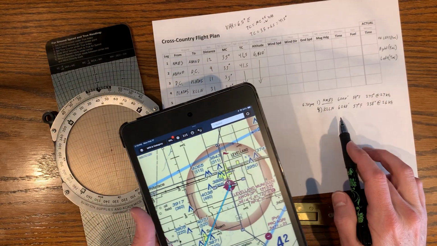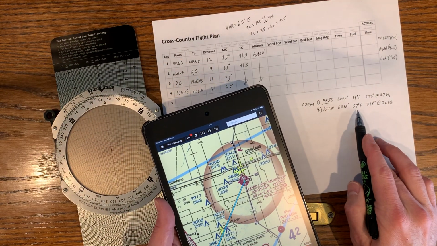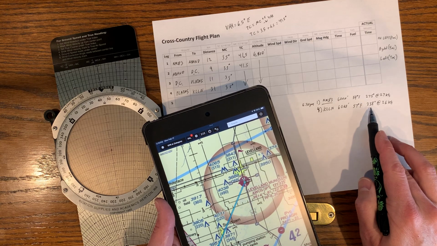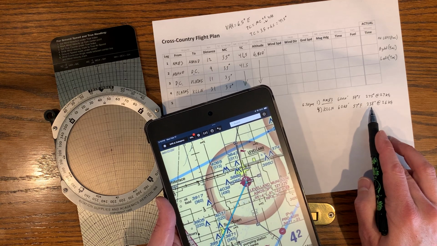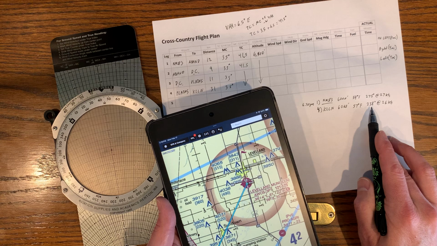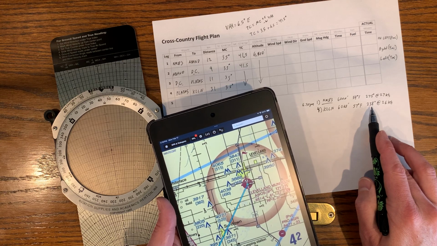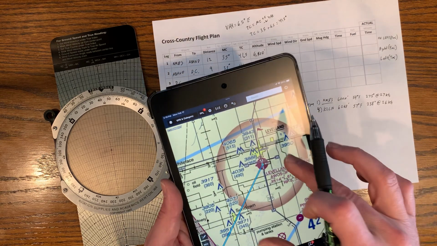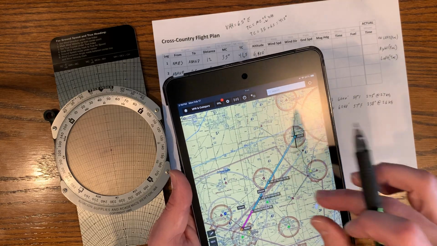So let's take a look at this. The temperature is about the same. The wind direction is 37 degrees different, so that may be a factor.